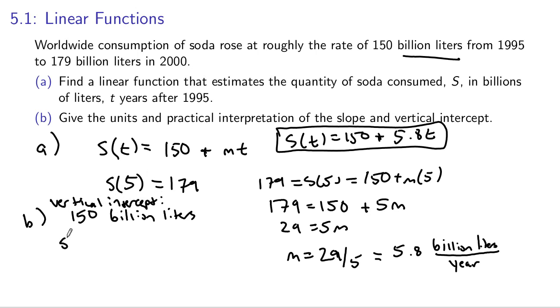The slope, as I was explaining, must be an output over input, because the output is the rise part. It's the rise over the run. So think of that, rise over run, the output over the input. So you have 5.8 billion liters, that's the units of the output, over the units of the input, which is years. So billions of liters per year. 5.8 billions of liters per year. That's the answer to part B.